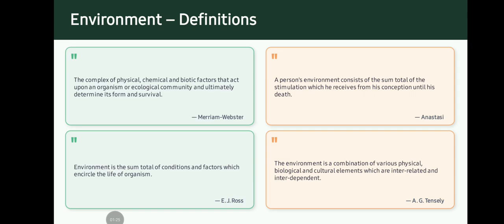Definitions of environment: the complex of physical, chemical and biotic factors that act upon an organism or ecological community and ultimately determine its form and survival. A person's environment consists of the sum total of the stimulation which he receives from his conception until his death. Environment is the sum total of conditions and factors which encircle the life of an organism. The environment is a combination of various physical, biological and cultural elements which are interrelated and interdependent.